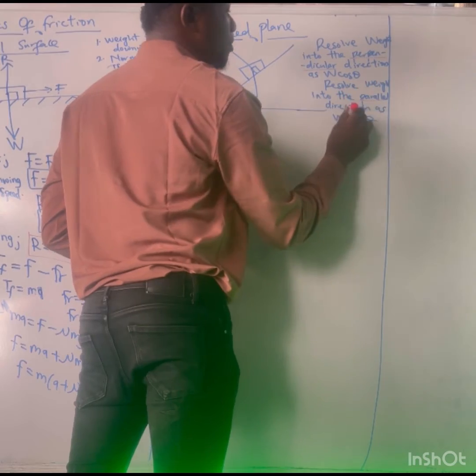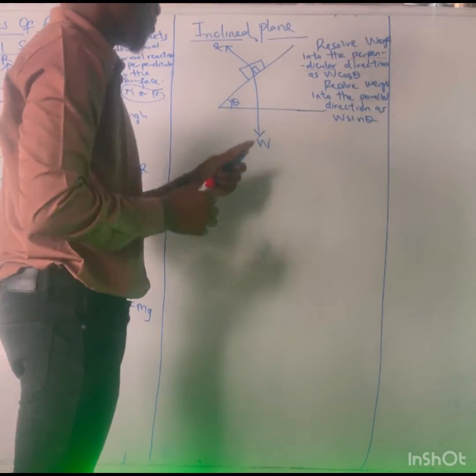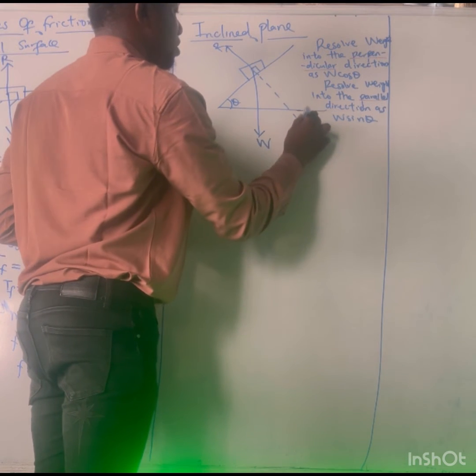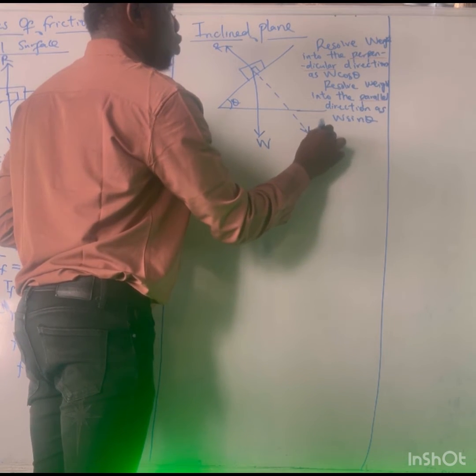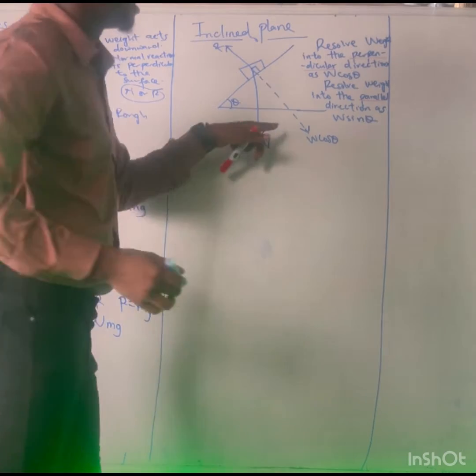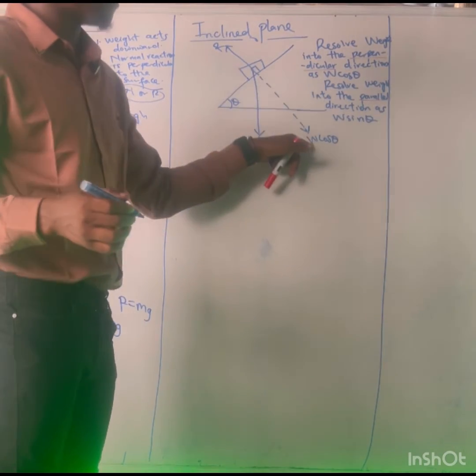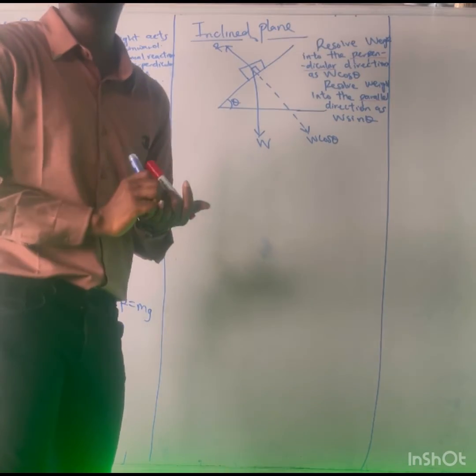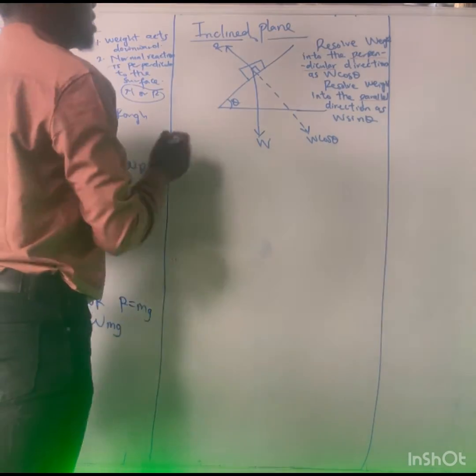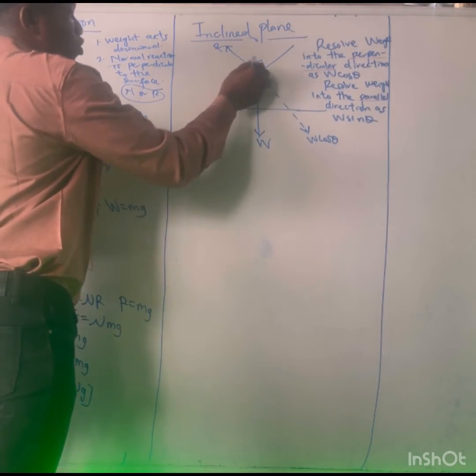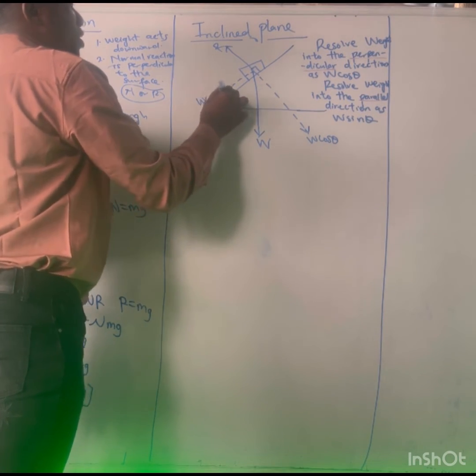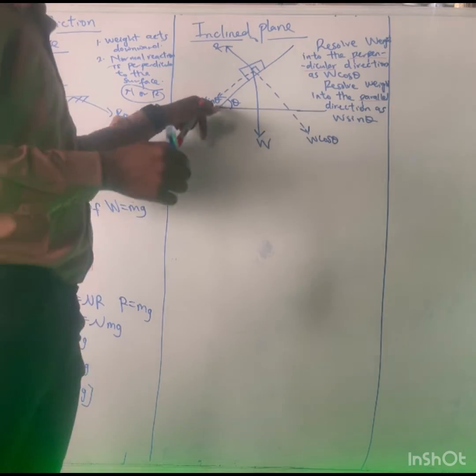But the parallel direction gives you what? W sin theta. So resolving this weight into the perpendicular direction is going to be written as W cos theta. So this is the perpendicular component of the weight. But the horizontal component of this weight is going to be placed here. So this W sin theta is going to be the horizontal component of this weight.